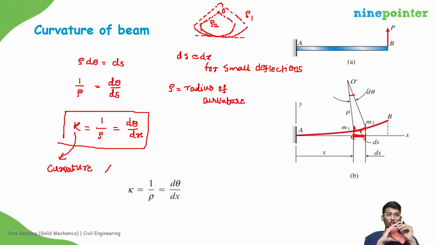So the radius of curvature is decreasing with increase in the deformation. But the curvature, how much curve? The more it forms the curve, the more is the curvature. So the curvature will increase on increasing the deformation. Here ρ1 is greater than ρ2. For a straight line, the curvature is 0 but the radius of curvature is infinite. I hope you understand clearly about curvature and radius of curvature.